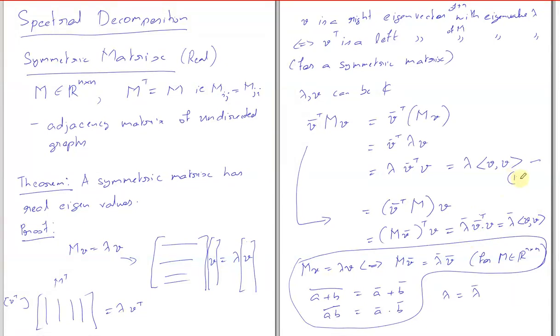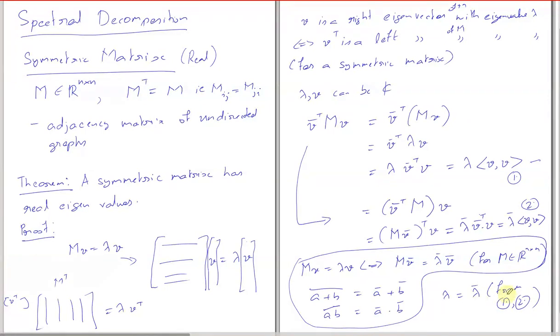So from this is 1, this is 2, from 1 comma 2. And what does this mean? Lambda equal to lambda bar. This implies lambda is a real number. So any eigenvalue of a symmetric matrix has to be real. The eigenvector might be complex and everything, but the eigenvalue always has to be a real number for a symmetric matrix. Okay.